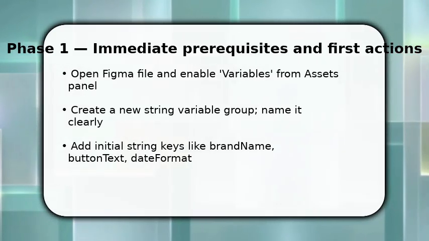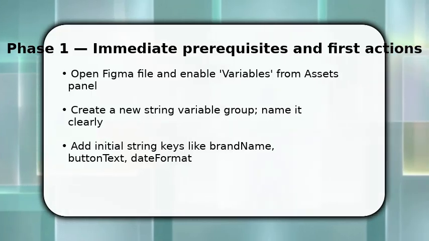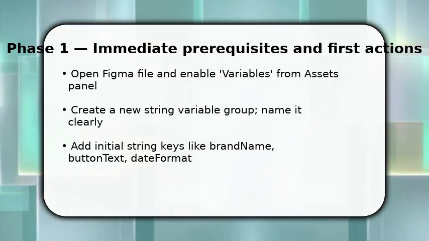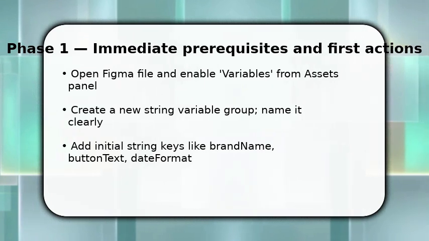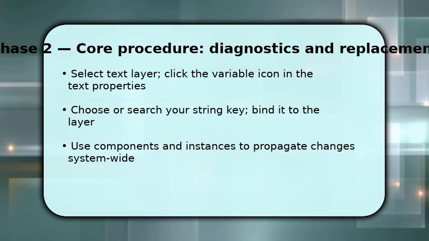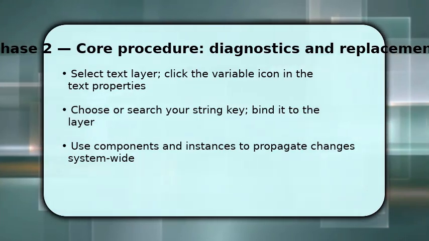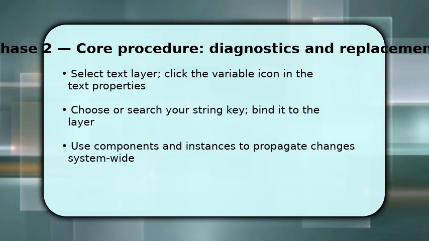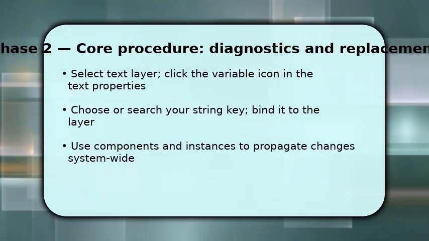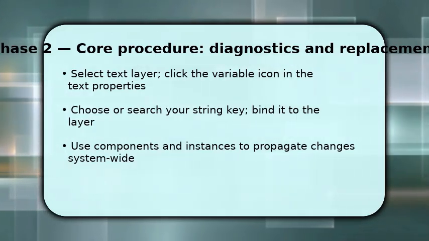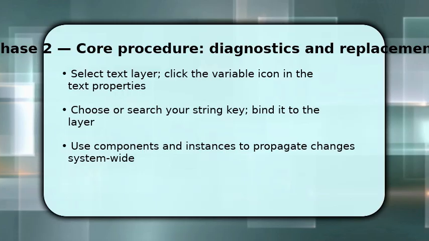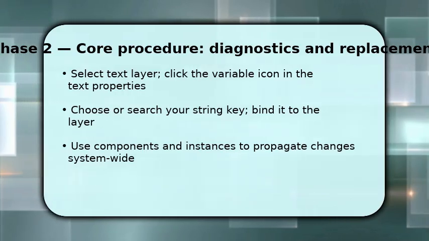Once done, give each string a sensible default value, so you can immediately preview changes across frames without extra setup or plugins. Now you link those string variables to actual text layers. Select a text layer and click the variable icon in the text properties, then choose or search the string key you created. This binds content so the layer shows the variable value instead of static text.